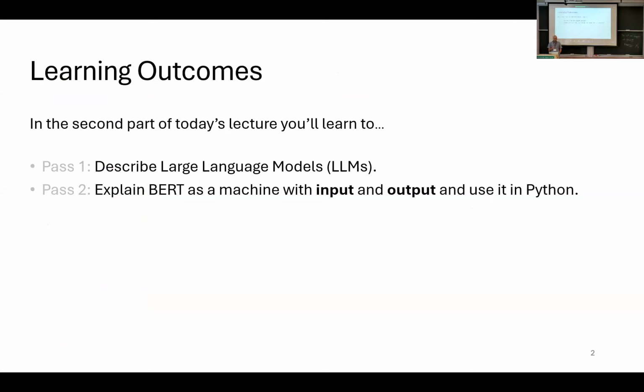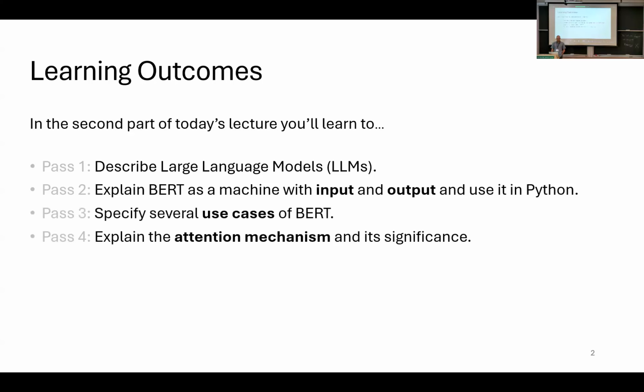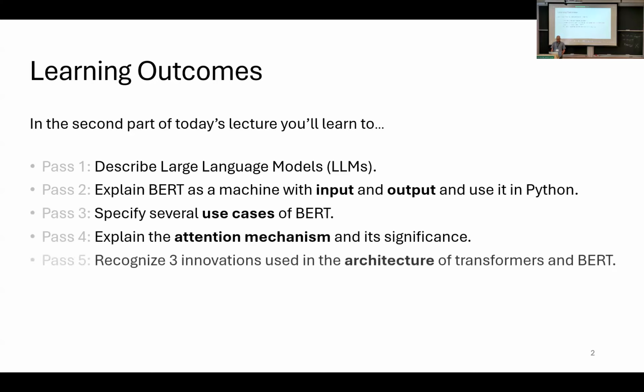In pass 1, the learning outcome is being able to describe what large language models are. Pass 2, you will be able to explain BERT as a machine with an input and output and use it in Python. In pass 3, you will be able to specify several use cases of BERT as a large language model. In pass 4, you can explain the attention mechanism and its significance. In pass 5, we will recognize 3 innovations used in the architecture of transformers and BERT. And in pass 6, we'll talk about pre-training and fine-tuning of BERT.